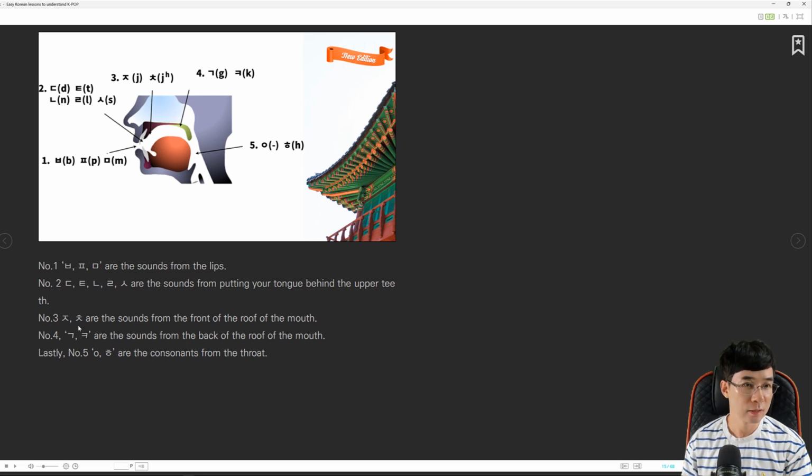Number 3. 즈, 츠 are the sounds from the front of the roof of the mouth. Number 4. 그, 크 are the sounds from the back of the roof of the mouth. Lastly, number 5, 으, 흐 are the consonants from the throat.